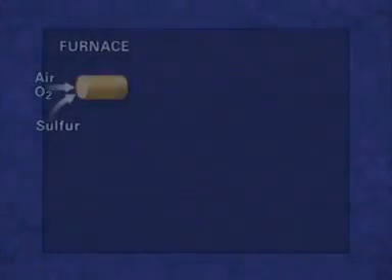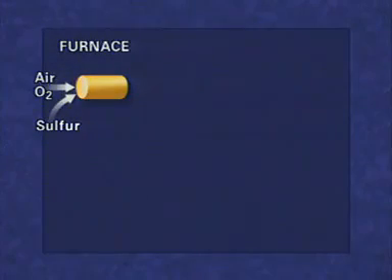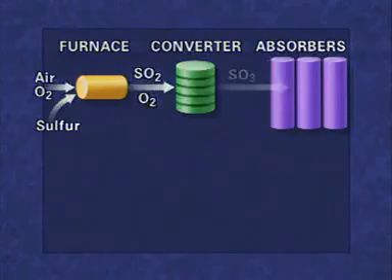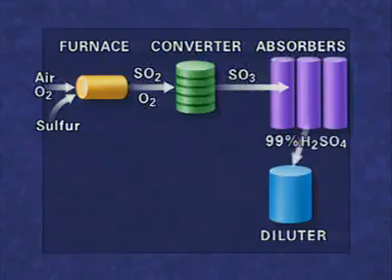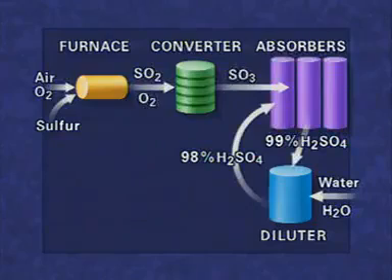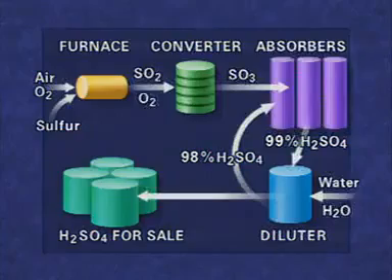Sulfuric acid is formed by burning sulfur in a furnace to form sulfur dioxide. In a converter, the sulfur dioxide reacts with more air to form sulfur trioxide. In absorbers, the sulfur trioxide mixes with fairly concentrated sulfuric acid to increase the concentration of the acid. The acid is then diluted to the concentration needed by the customer. Some acid is recycled through the absorbers. Some is stored for sale.